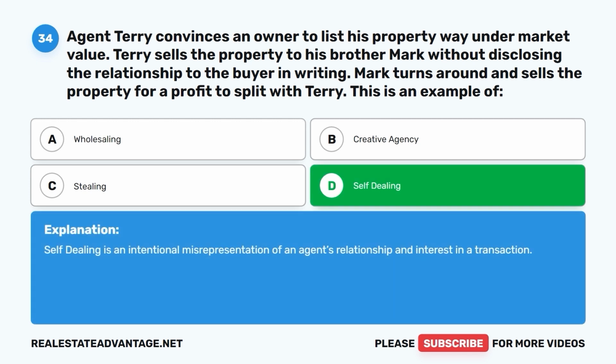Self-dealing is an intentional misrepresentation of an agent's relationship and interest in a transaction.